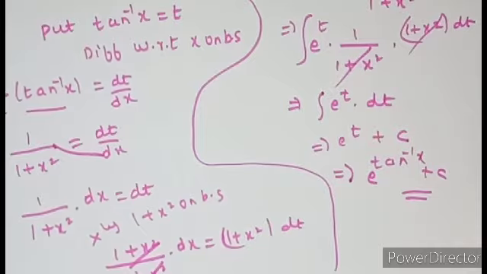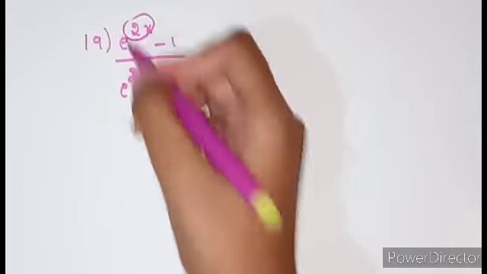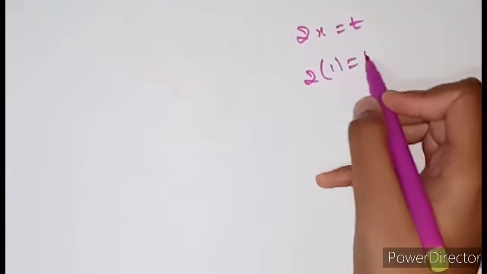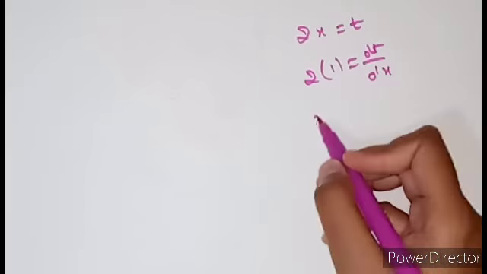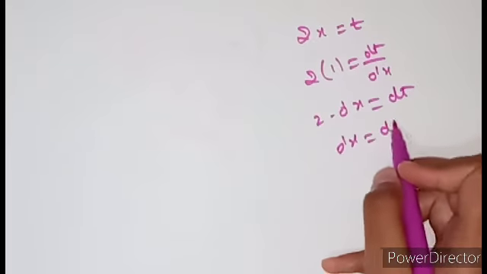Okay. So here comes the 19th question, e power 2x minus 1 upon e power 2x plus 1. So if I take this 2x as t, 2x is equal to t. If I differentiate, 2 into 1 is equal to dt upon dx. 2 into dx is equal to dt. dx is equal to dt upon 2.